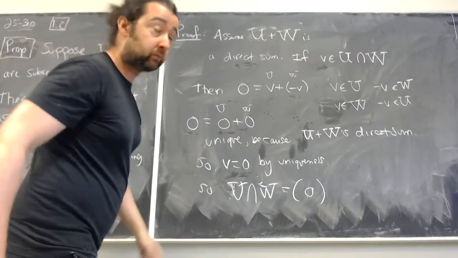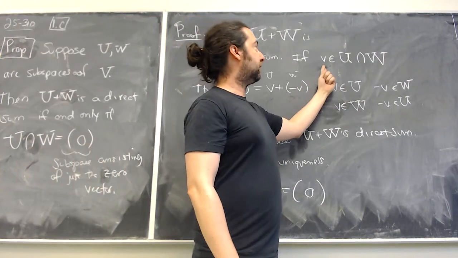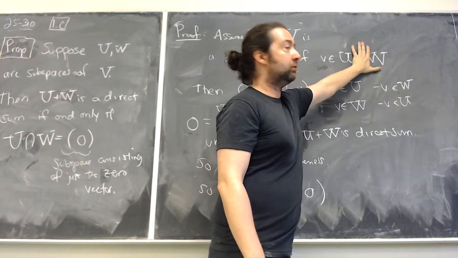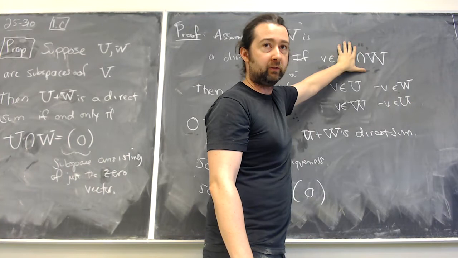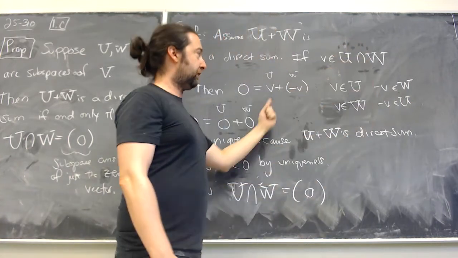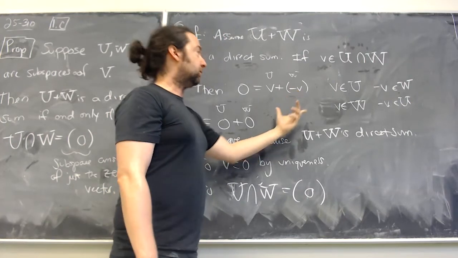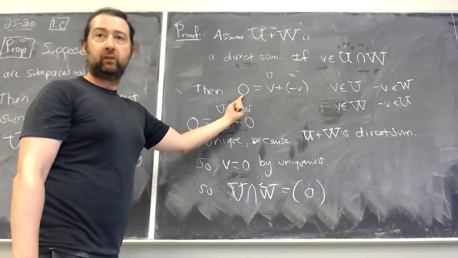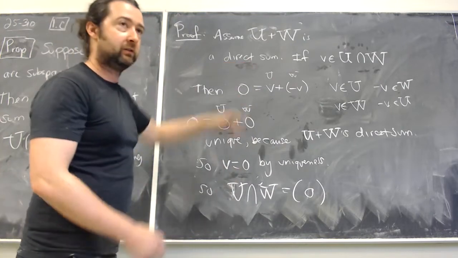Can you explain the sentence, if V is in U intersect W, then 0? It just means that if you have a vector that's in two sets, then it's in the first one and the second one. So if V is in U, then minus V is also in U. And if V is in W, then minus V is also in W. So I'm just saying, think about V as an element of U and think about minus V as an element of W. To be a direct sum means there's exactly one element from U and one element from W that add to 0. So I'm trying to take advantage of the fact that representations are unique in direct sums.